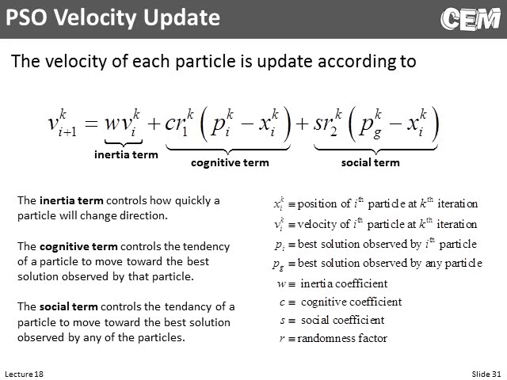The next is our cognitive term. This is the intelligence of the particle itself. This R term introduces some randomness. C is our coefficient of the cognitive term, how smart it is, if you will.